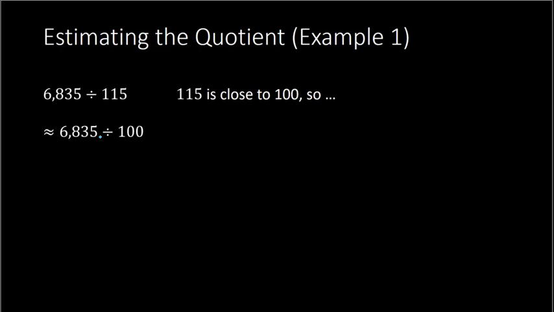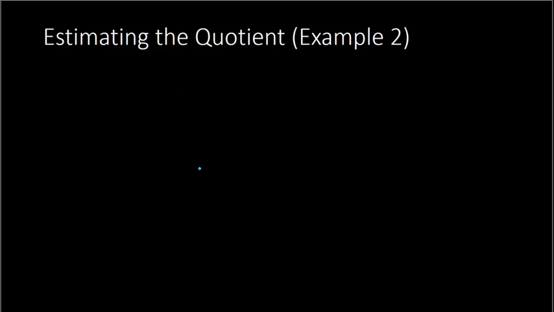So dividing by 100, the decimal point would have to move 2 places because we're dividing by 2 zeros. So it goes from here over 1, 2 places to get approximately 68.35. So this is our estimation using this approach, whereas the actual answer is 59.43. So it's kind of close. This gives us a ballpark number. All right, let's try another example. And this one is a little more complicated, but hopefully not too bad for you.